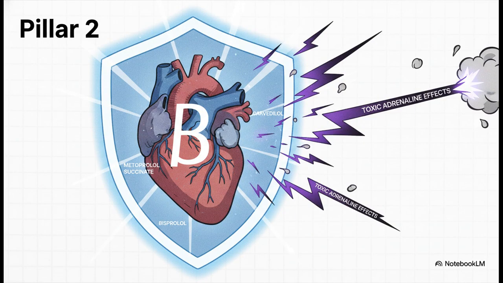Pillar number 2, an evidence-based beta blocker. And I can't stress evidence-based enough. Not just any beta blocker will do. You have to use one of the big 3, carvedilol, metoprolol succinate, the long-acting one, or bisoprolol. These meds basically protect the heart from being in a constant state of fight or flight.